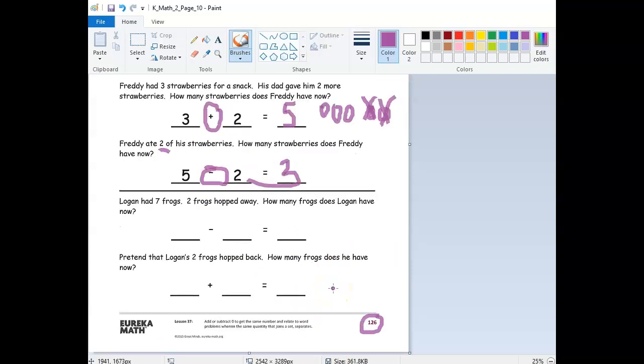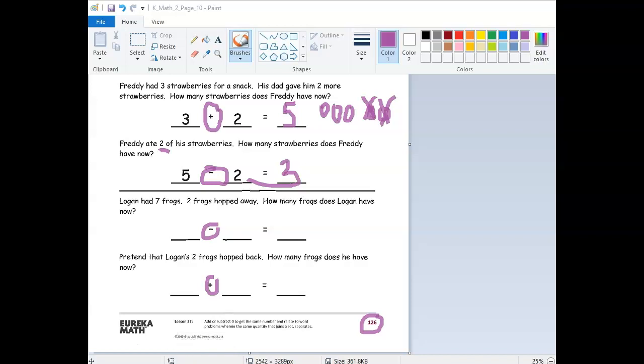All right, the next problem you're going to do by yourself. I will read you the story. It says, Logan had 7 frogs. 2 frogs hopped away. How many frogs does Logan have now? So you're going to fill in your number sentence to match the story. Then the next one says, pretend that Logan's 2 frogs hopped back. How many frogs does he have now? Don't forget to circle your sign so that you know what kind of problem you're working with.